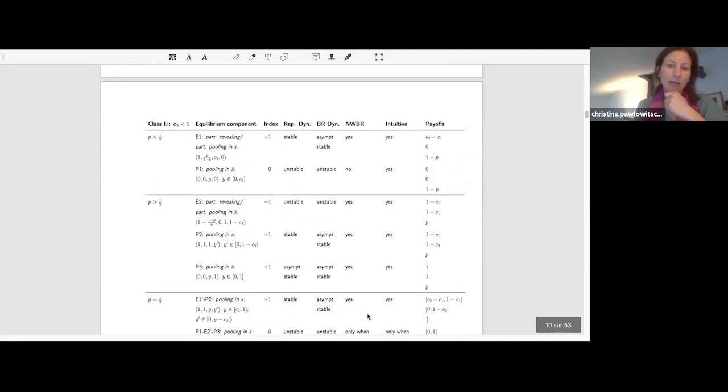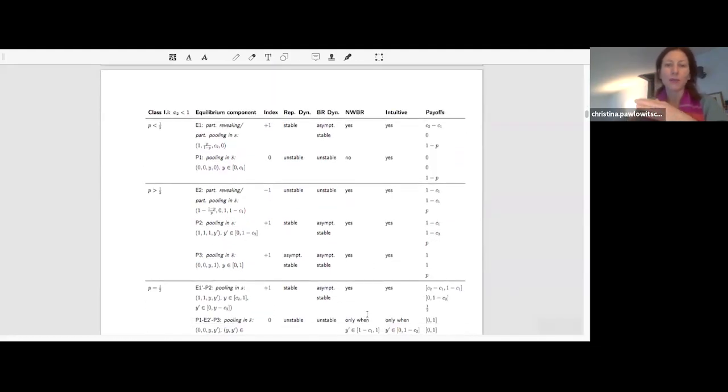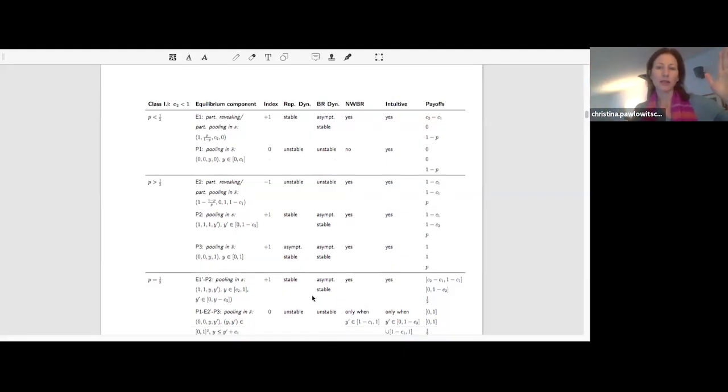So now let me show you, I mentioned before that we make a case distinction along these two dimensions, the signaling cost and the prior probability. So here what you see is a table, and I will just say in words what is captured in the table. We make this case distinction first along the prior probability. I've talked about the first case so far, that the prior is below the critical value. We also look at the case that the prior is above the critical value, and the case that the prior is exactly equal to the critical value.